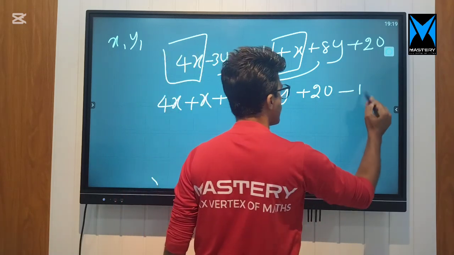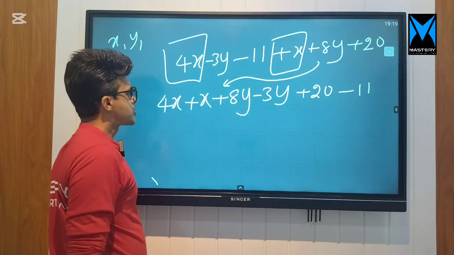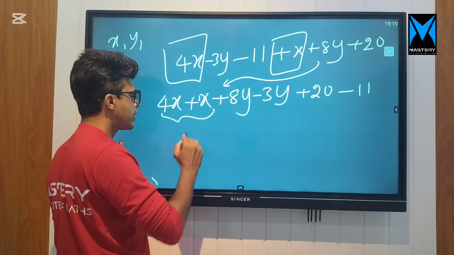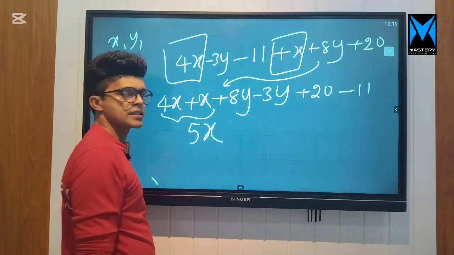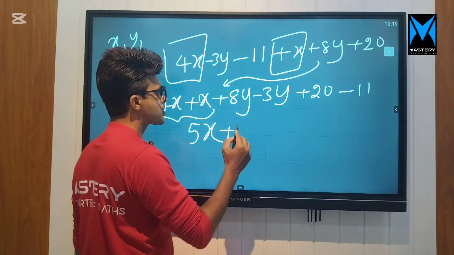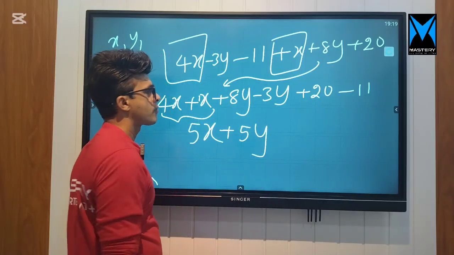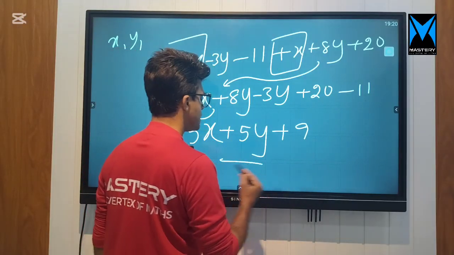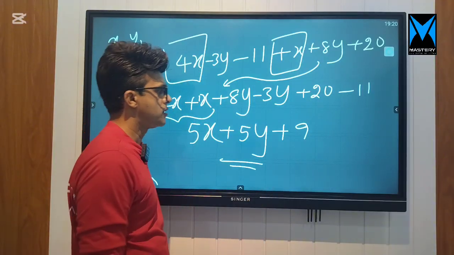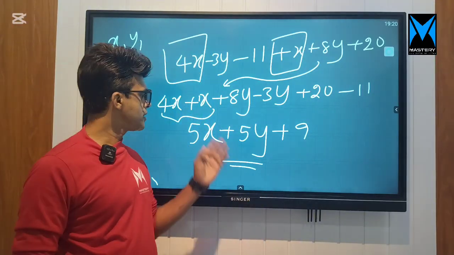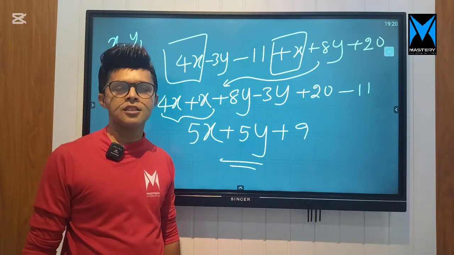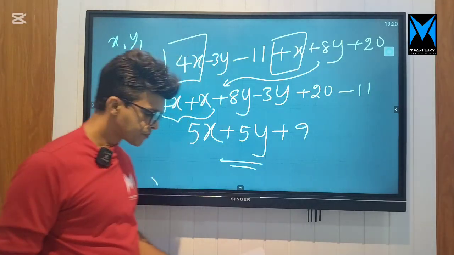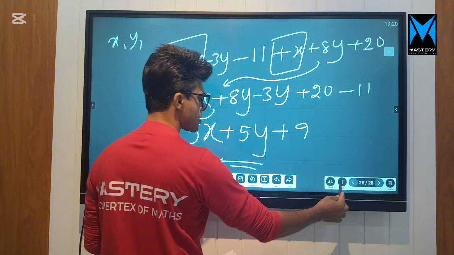which means 20 minus 11. So 4x here, x means 1x. 4x plus 1x is 5x. 8y minus 3y is 5y. 20 minus 11 is 9. This is the answer of this one. So it's unable to add these terms. These are unlike terms. Okay. So let's do this sum as well.